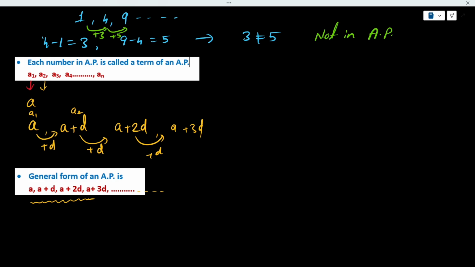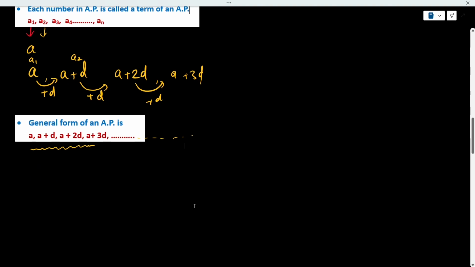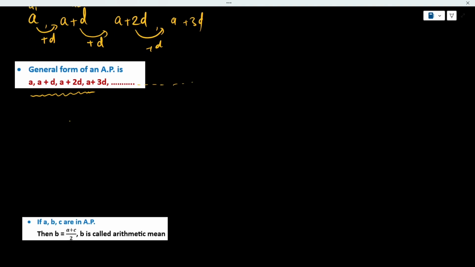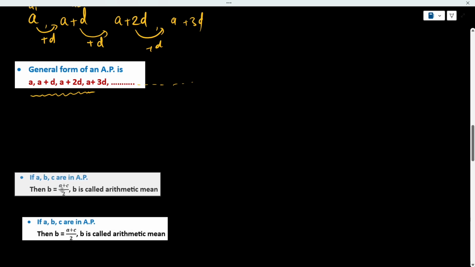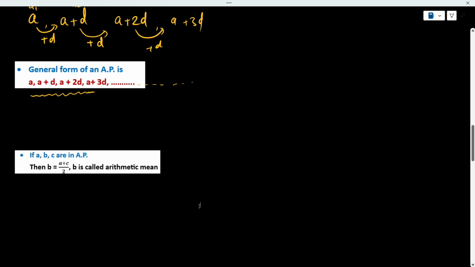If there are finite numbers in the sequence, then we call it a finite arithmetic progression. If it is infinite, it can go endlessly, then we call it an infinite arithmetic progression. Now, what is the meaning of this? How do we know if three terms are in AP? Look at what is written here: A, B, C are in AP, right?